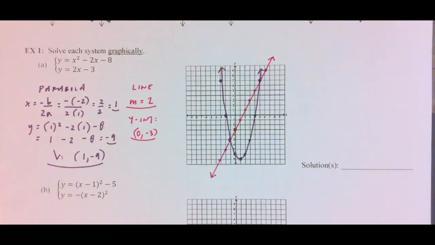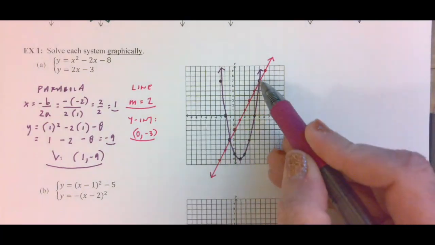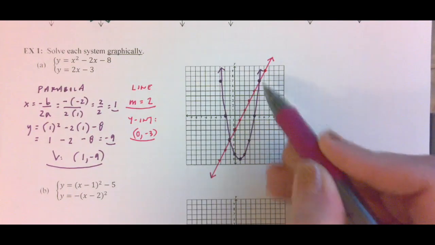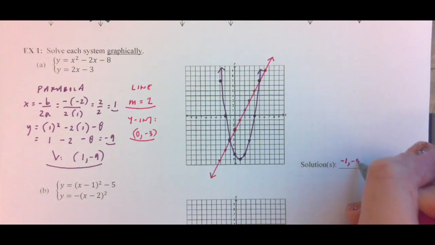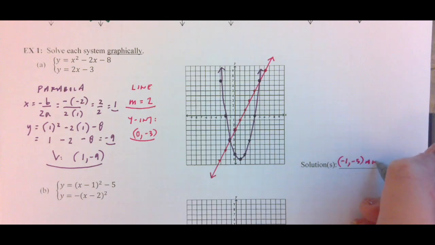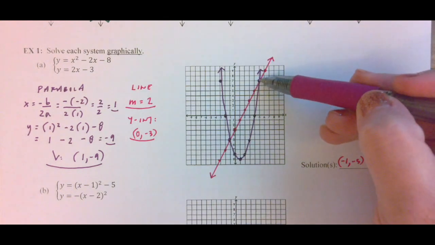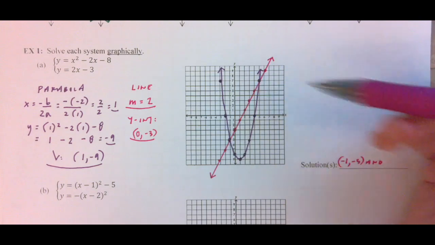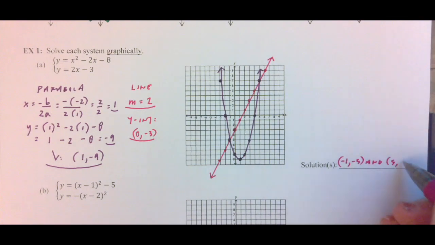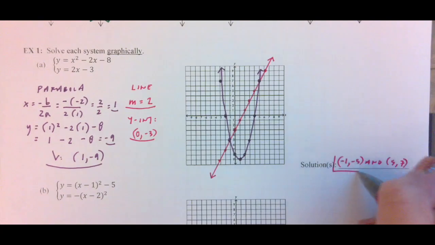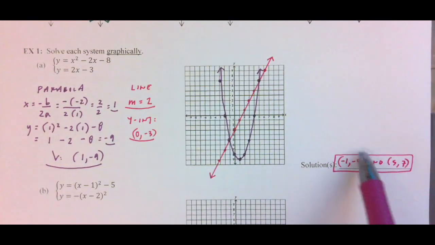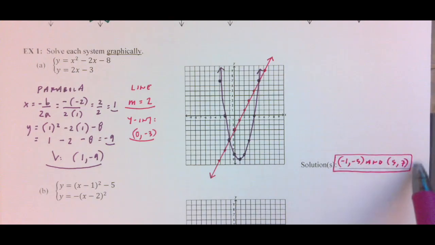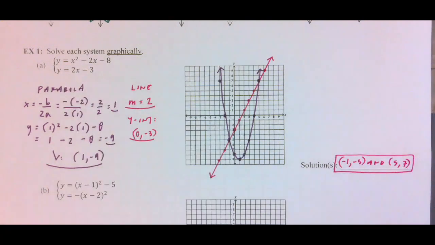And then my two solutions, my 2 points of intersection, are here and here. So here I'm at -1, -5. And my second one is right here at 5, 7. If I wanted to double check, I could always plug these coordinates and these coordinates back in and confirm that I get a true statement.